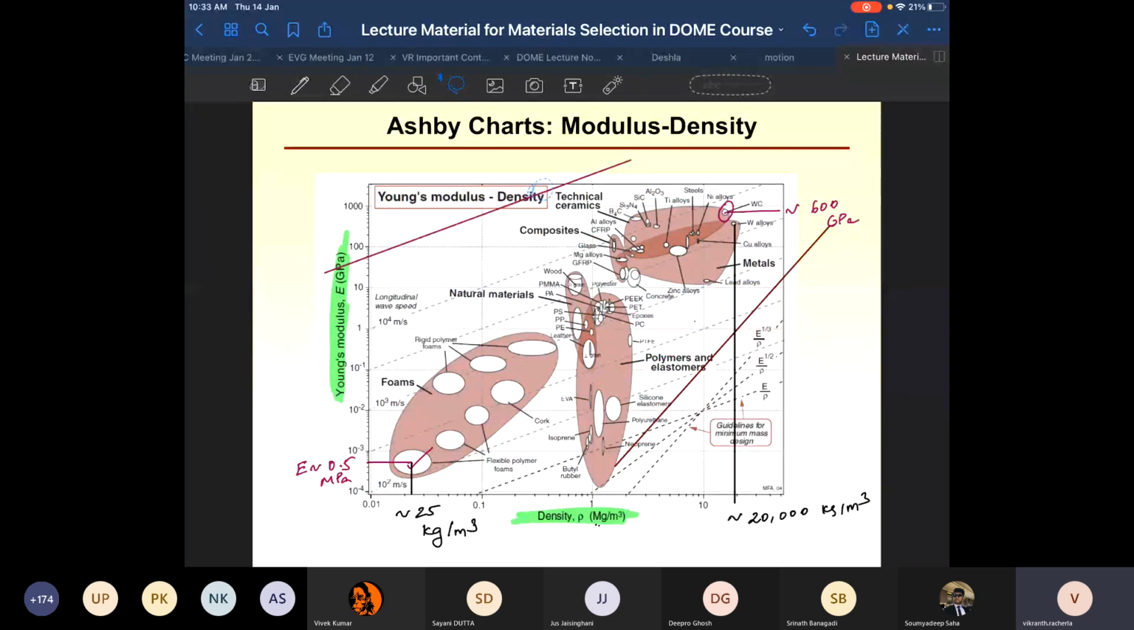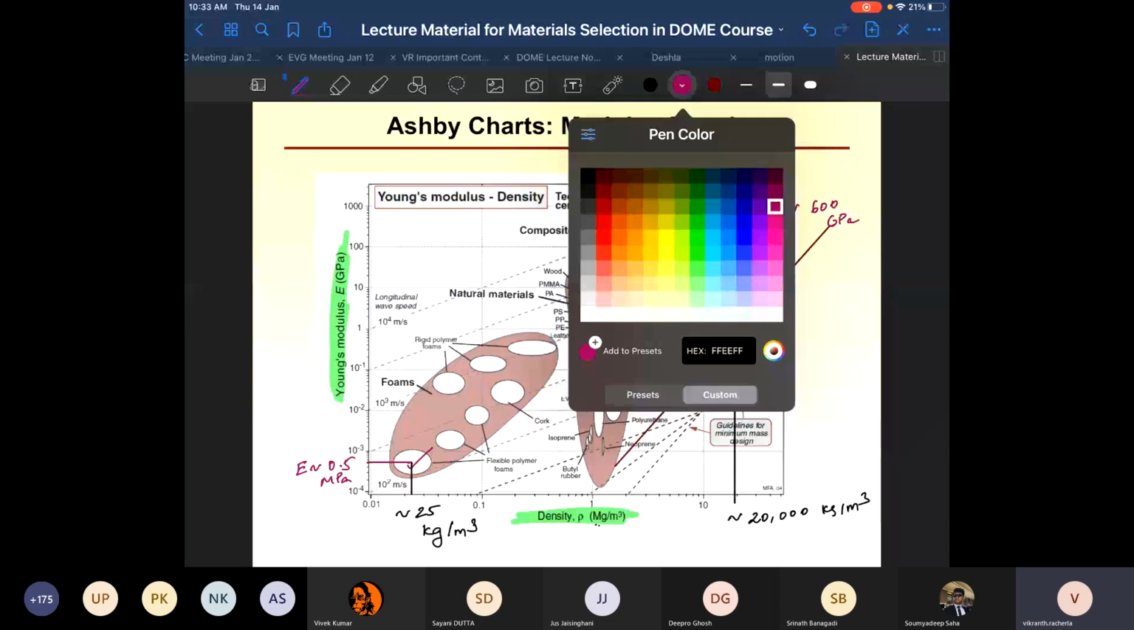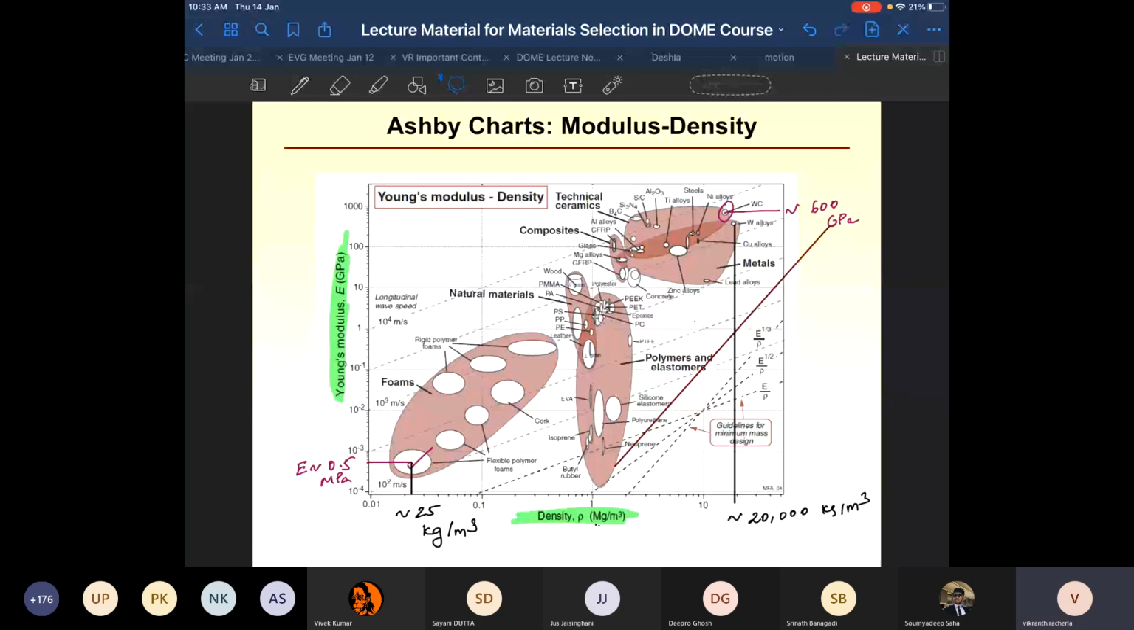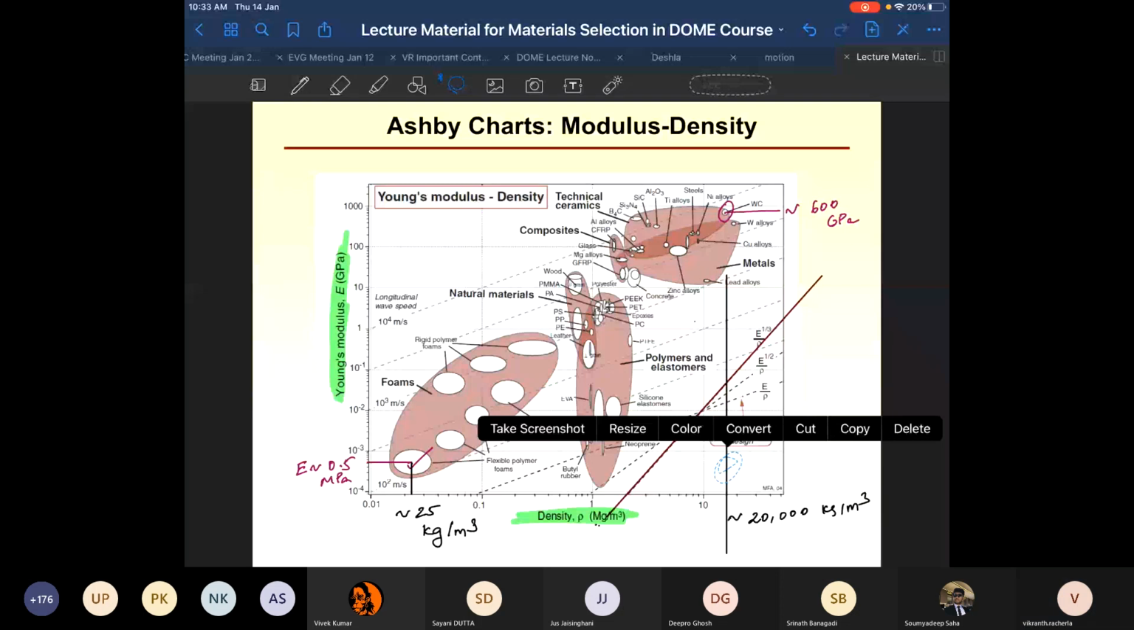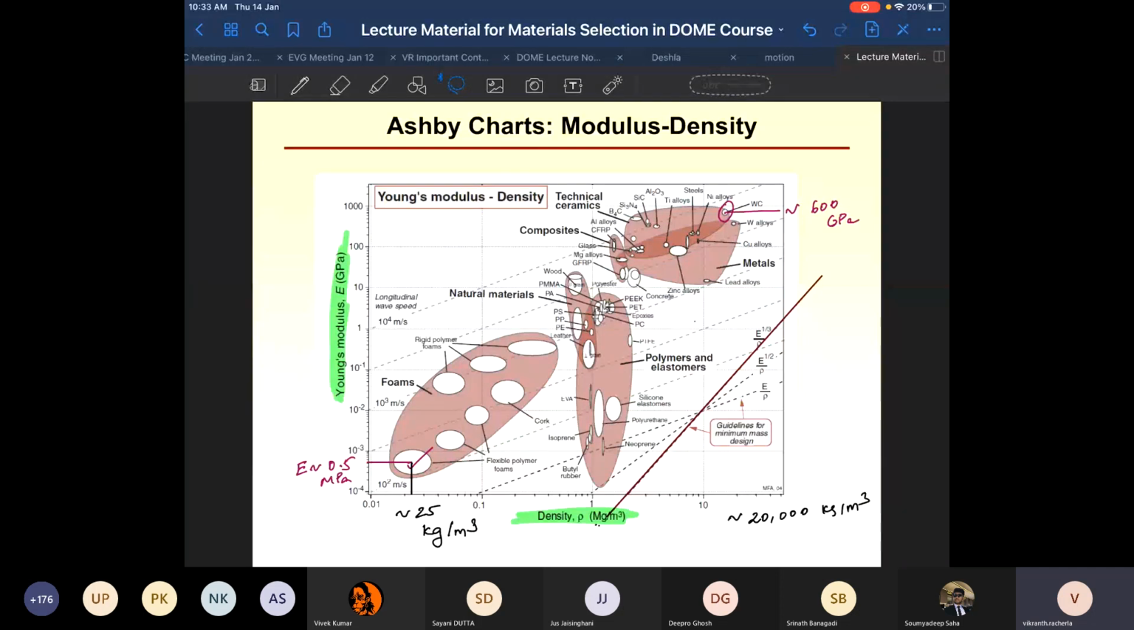Now, I'll erase this. Let me go to panels, or let me draw the line for the beams. Or let me go to panels directly. We don't have that much time. So this line over here is the one on which all points are going to have the same value of cube root of E divided by rho. Now let us see how panels made of different materials will behave.